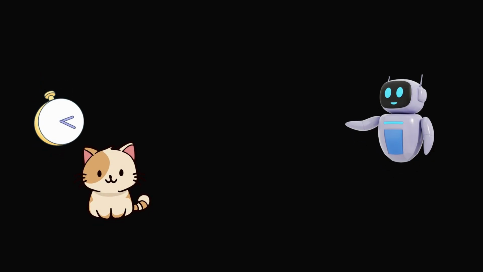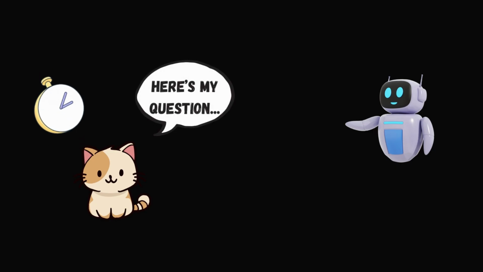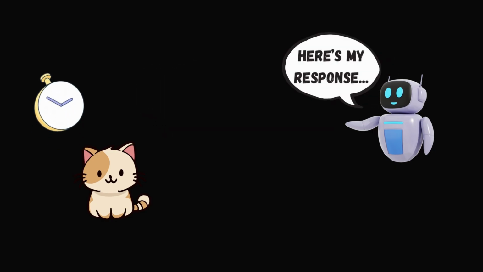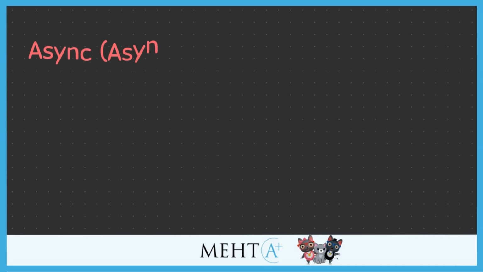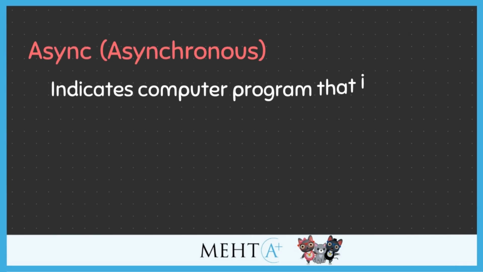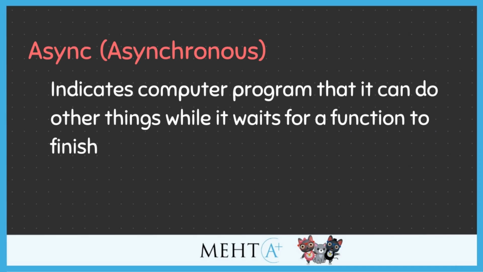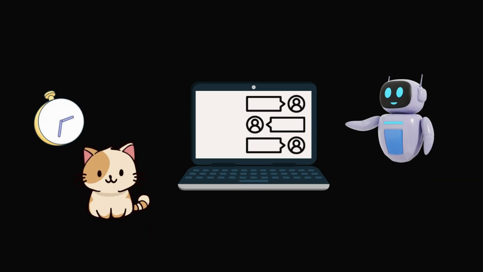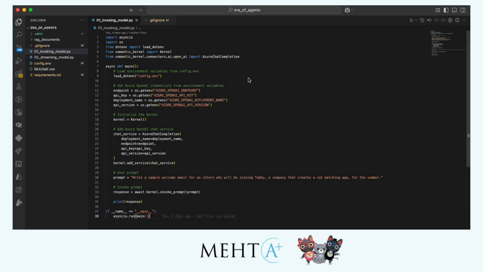There's obviously some latency between when we invoke a model with a prompt and when we receive a response from the model. Async, on the other hand, stands for asynchronous, and it indicates your computer program can do other things while it waits for your function to finish. For example, even though we're waiting for the model to respond, we can still respond to user events, such as if a user were to create a new session. Got it? Then we're going to load in our environment variables.